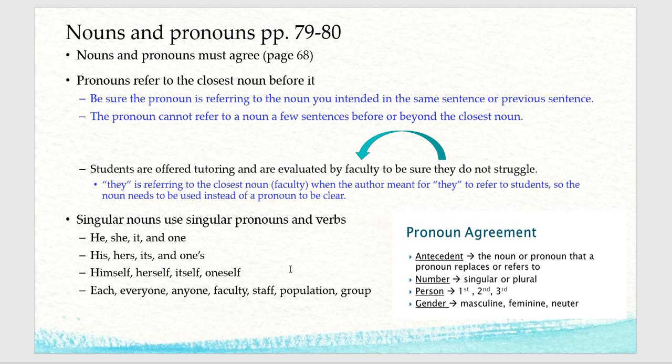So singular nouns use singular pronouns and verbs. So he, she, it, and one are singular. His, hers, its, and ones is also singular. Himself, herself, itself, oneself is also singular. Each, everyone, anyone, faculty, staff, population, group, these are all singular nouns and take singular verbs.